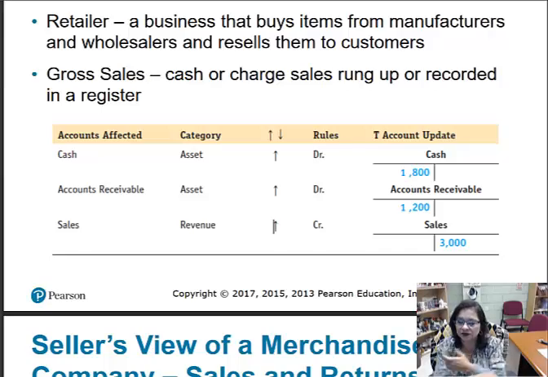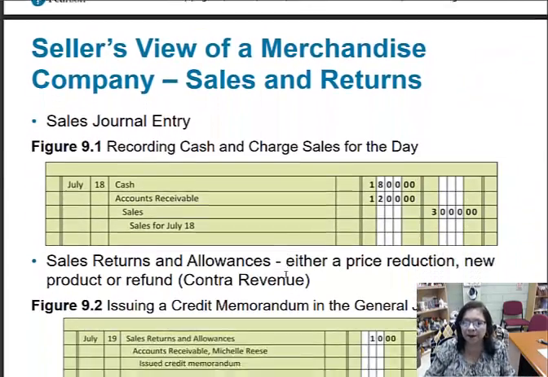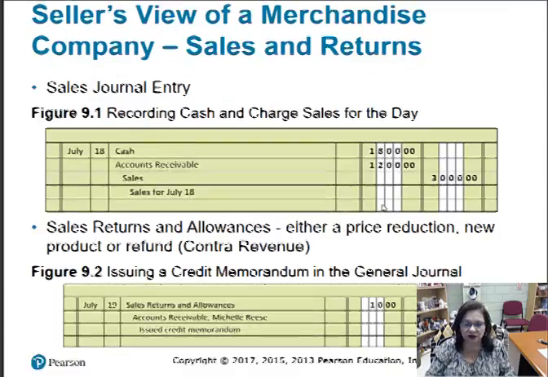Okay. So from the seller's view, here we have the amount of money that we made, the revenue or the sales for cash. This is how we record it. The amount of money that we're still going to be paid in the future, but it's off of, let's say, the sales of July, is recorded here. So we put in that sales is the $3,000.